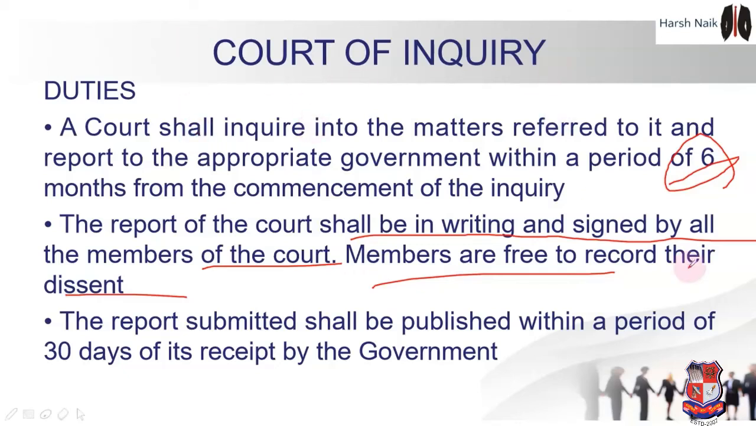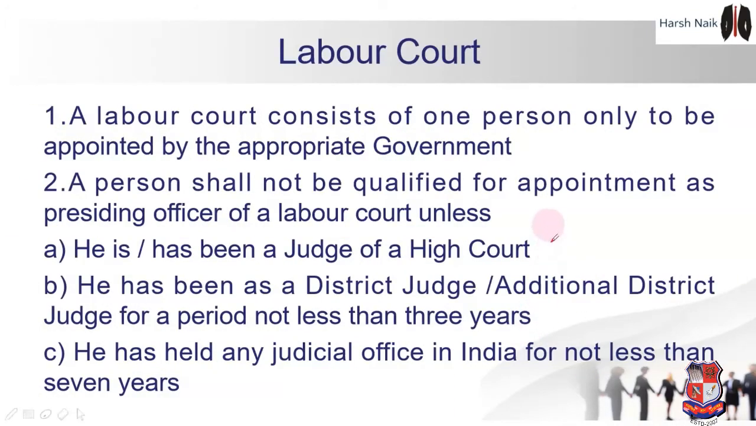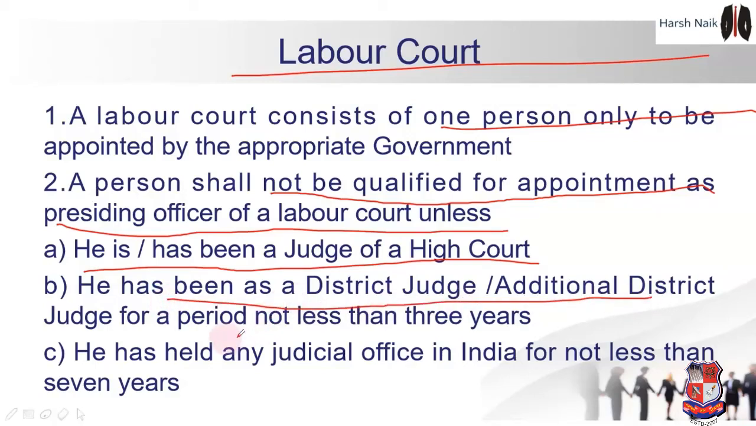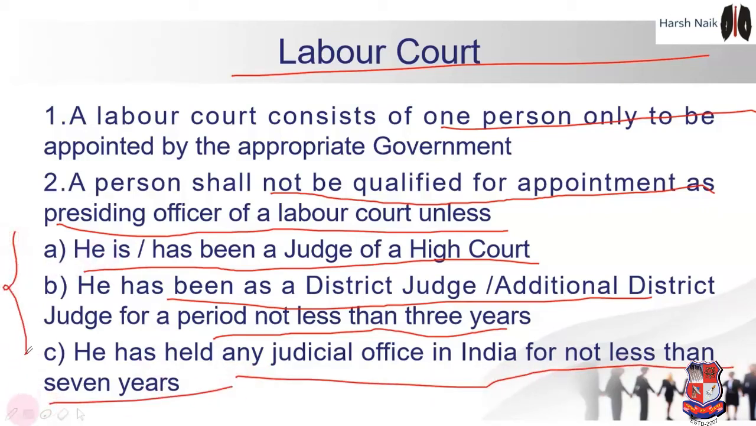The report shall be published within the period of 30 days of its receipt by the government. And if you go to another higher level, then it is a labor court. Basically, it consists of one person only, to be appointed by the government, right? And there are some rules. A person shall not be qualified for appointment as presiding officer of a labor court unless he is or has been a judge of a high court, he has been a district judge or additional district judge for a period not less than 3 years, or he has held any judicial office in India for not less than 7 years. So all these criteria should be fulfilled to make a person a labor court officer, right?